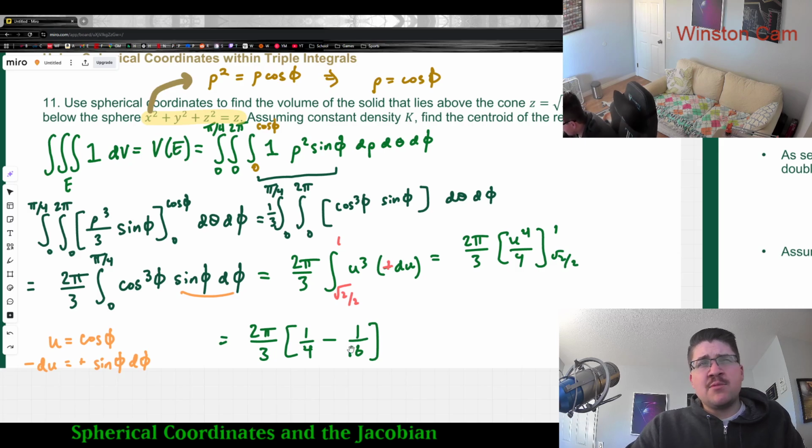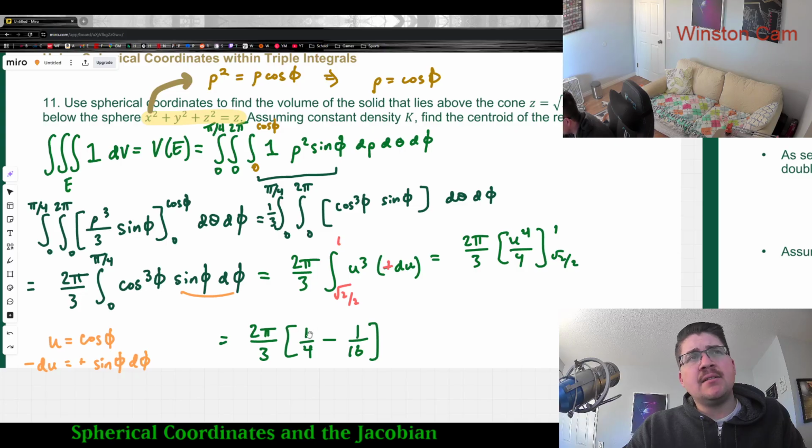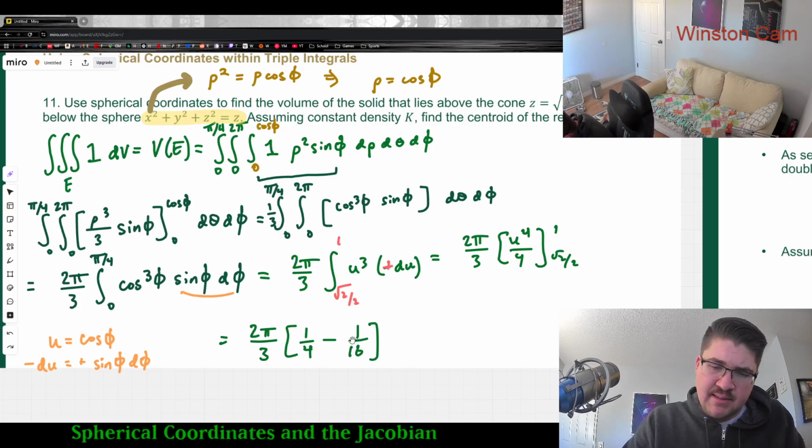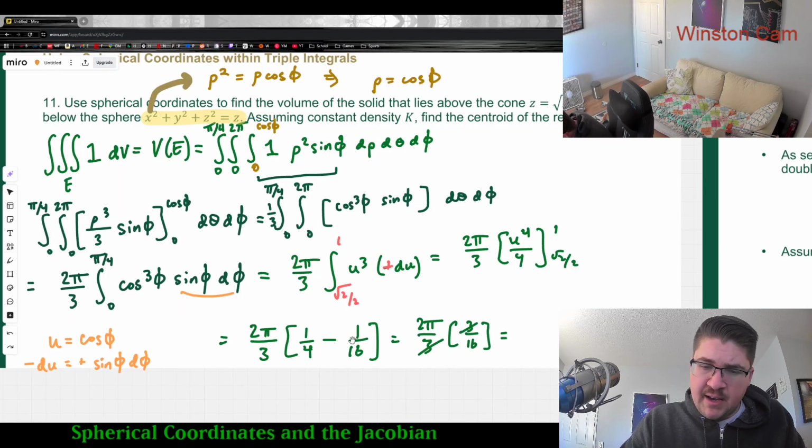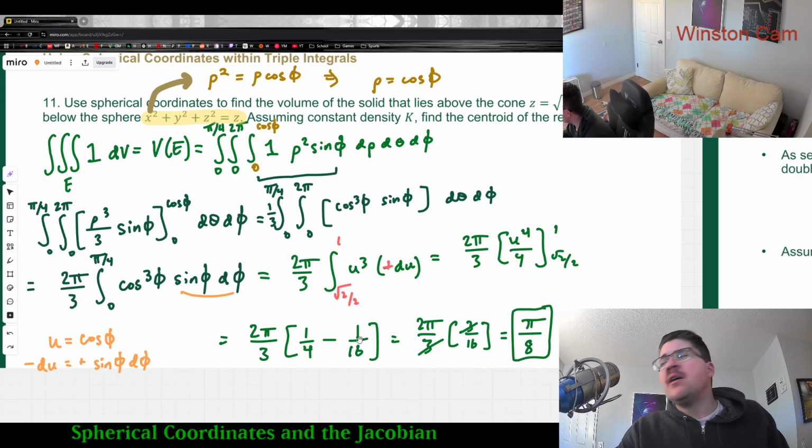And 1/4 minus 1/16, if I multiply this by 4, I'm going to get 4/16 minus 1/16. So this should be 3/16. So I have 2 pi over 3 times 3/16. And the 3's we can cross cancel. The 16ths would simplify, and this would leave me with pi over 8. And after all this work, I sure hope we got the right answer here.